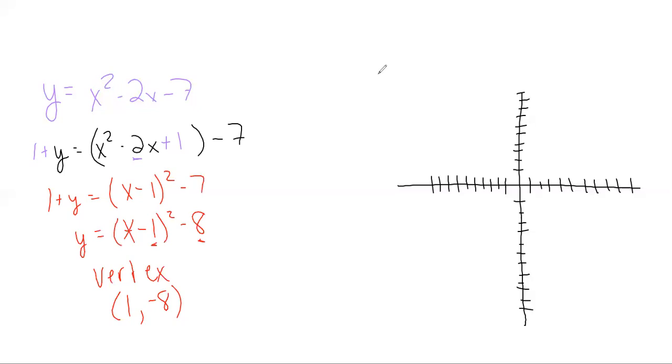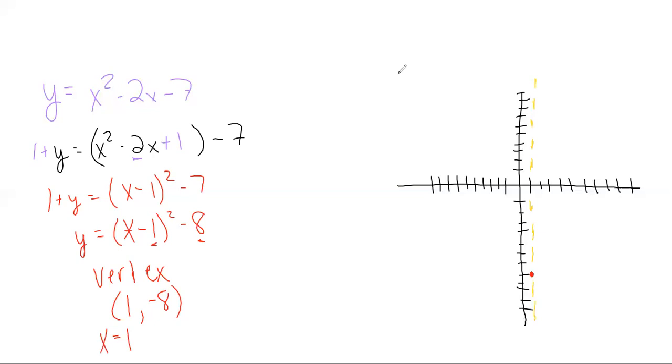1, 2, 3, 4, 5, 6, 7, 8. Boom. Okay. The axis of symmetry is just x equals whatever that x coordinate is, 1. So here's my axis of symmetry at x equals 1. There we go.